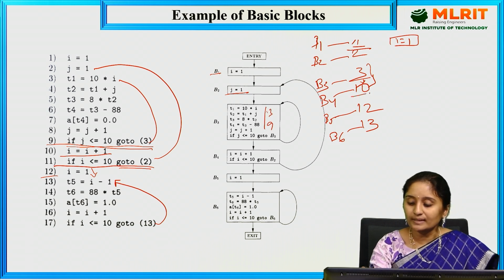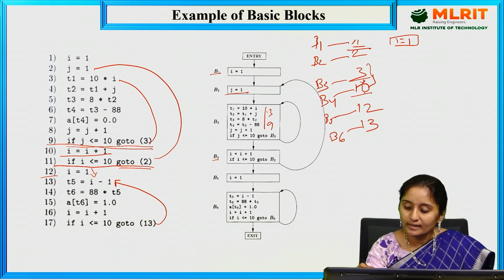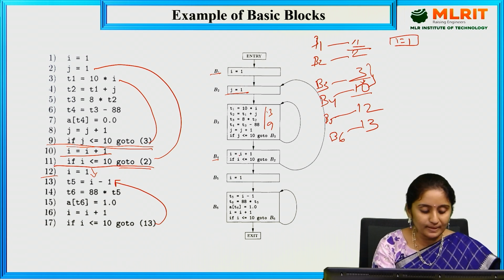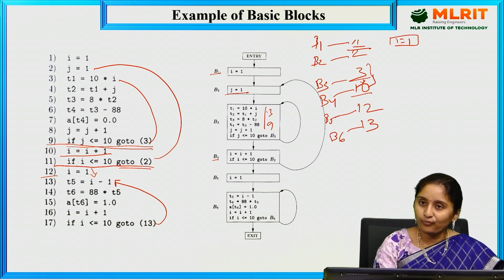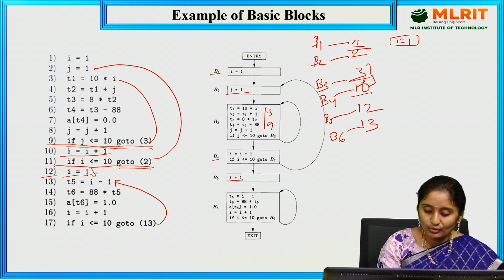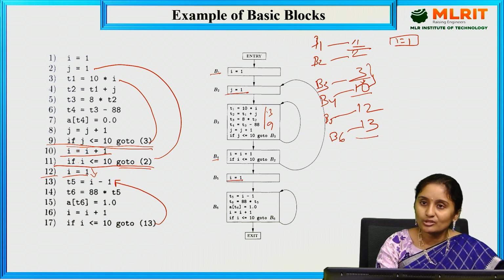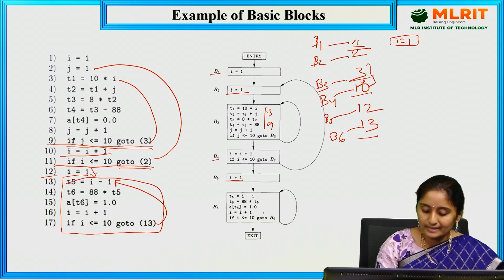So the next one, 10th one is another block, that is B4. From 10, which statements? 10, 11. 2 statements, 10, 11, come under block 4. Next block 5, I have 12th statement, I equal to 1. Again 13th statement is also a leader, nothing but a separate block I have. So 13th statement until 17th statement is in one block.